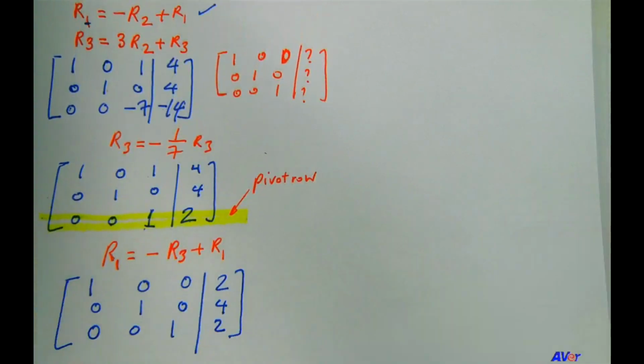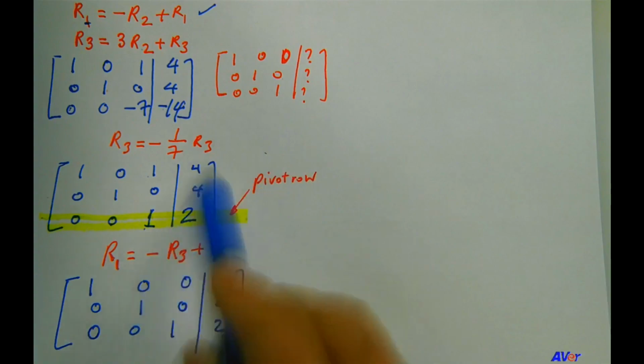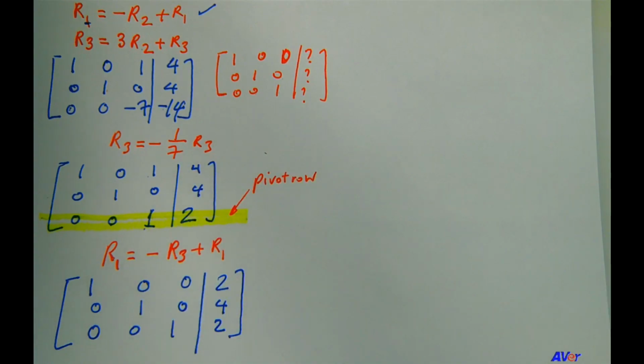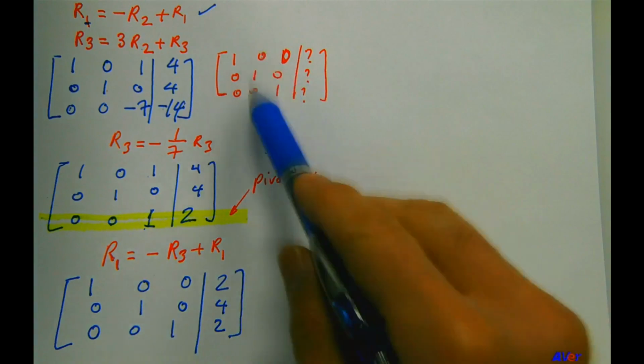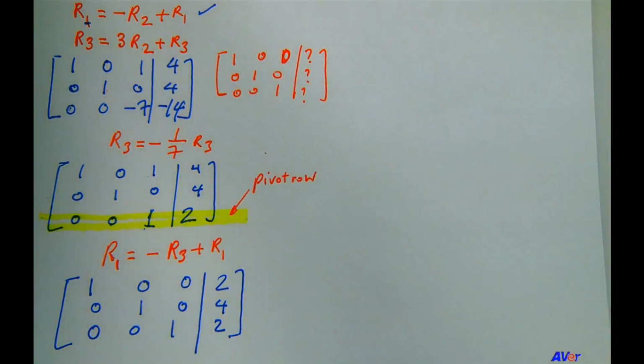Now, go ahead, compare the left side of this matrix with that. Do we have the reduced row echelon form matrix? 1, 0, 0 on top, 0, 1, 0, and 0, 0, 1. We do. 1 at the bottom and 2 zeros on top. So we got it. We have the reduced row echelon form.